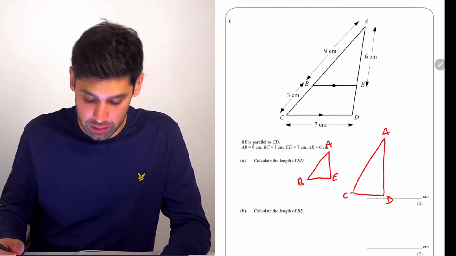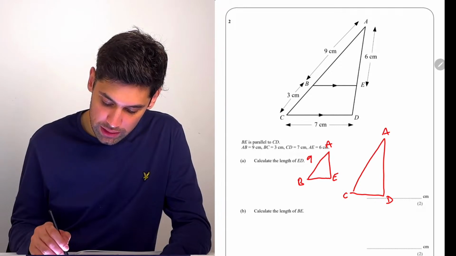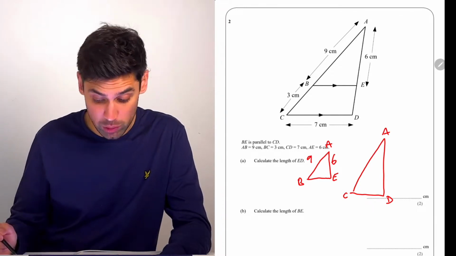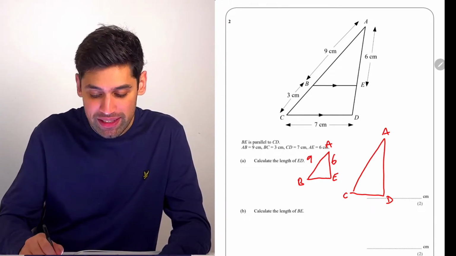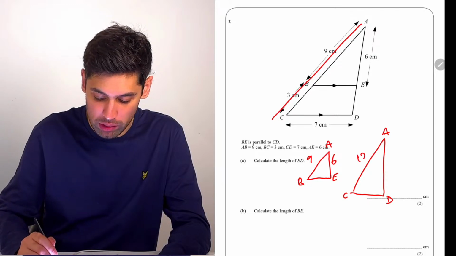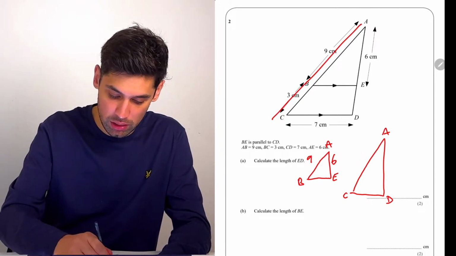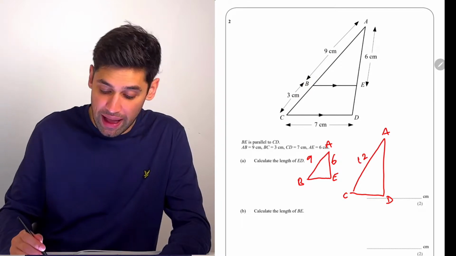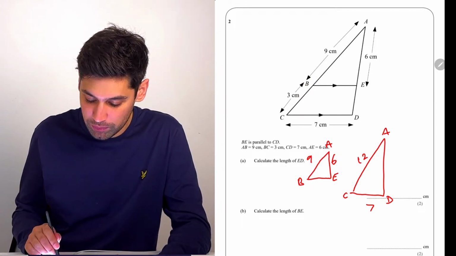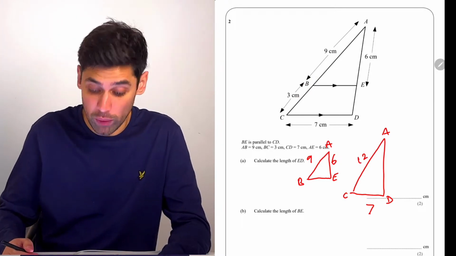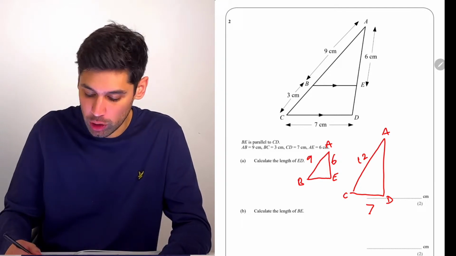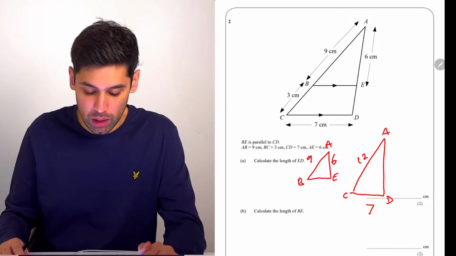And now let's input the lengths. So this is 9, this is 6. We don't know the base one there. A to C, well, it's the entire length there, so it's 12. And the base here, C to D, is 7. And we don't know what A to D is. We know what A to E is. We know part of it, but we don't know A to D, so we leave it.